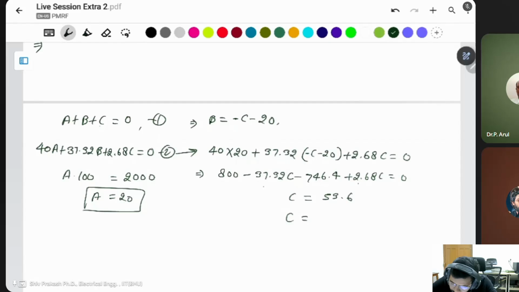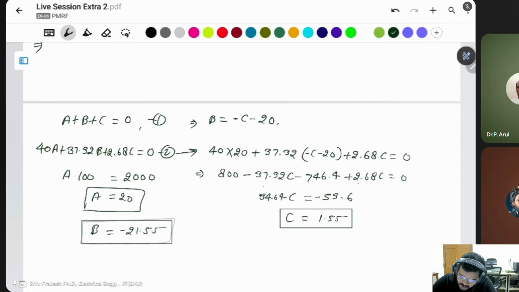This will not be 40. The 800 minus this one is positive, it goes to the right hand side, so this will be negative, and this will be 34.64c. To subtract, minus 37.32 plus 2.68, then c is equal to 1.55. Okay, a and c are there, then what is b? b is equal to minus c plus 20, this will be minus 21.55.